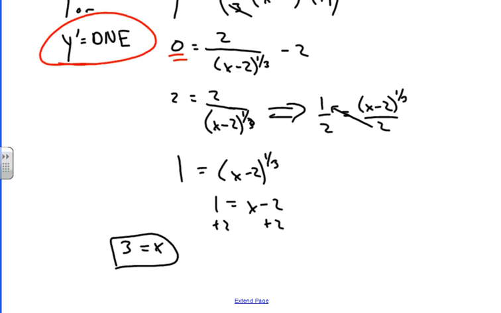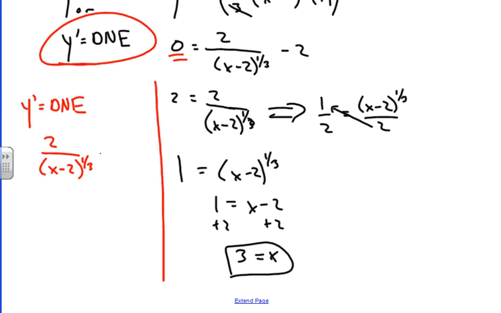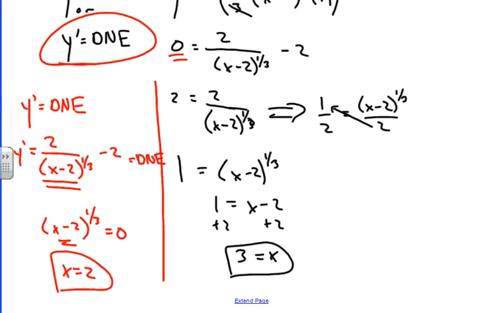Get some room, and make this in red. Y prime doesn't exist when the denominator equals 0. So this is y prime. Basically, we're going to take this denominator right here, (x minus 2) to the 1/3, and set that equal to 0. That's when it would not exist. Correct? That's when the rational function wouldn't exist.